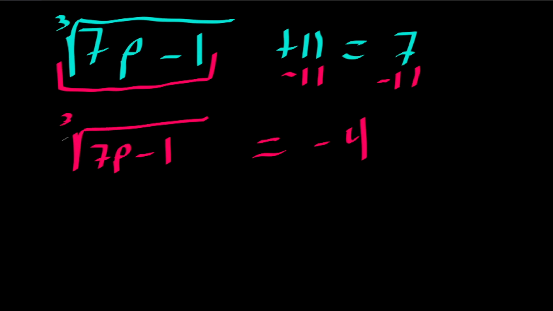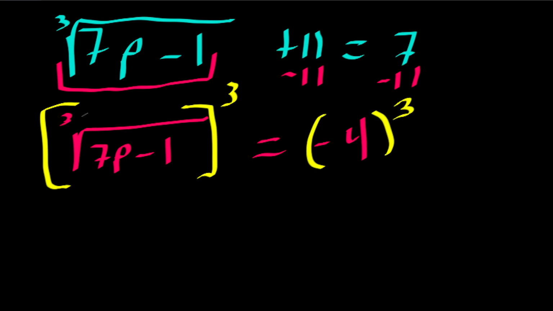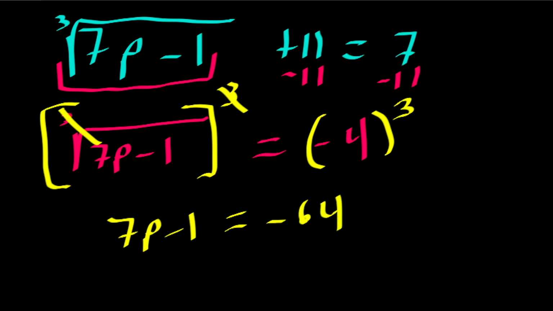So now the question is, we have our cube root isolated. How do we get rid of it? What's the inverse? Well, it is the exponent 3. We raise each side to the power of 3. The cube root and the power of 3 will cancel each other out. So we're left with 7p minus 1 equals, negative 4 times negative 4 is positive 16. Positive 16 times negative 4 is negative 64. All right? So now we've cleared out the radical, and we're ready to just solve this two-step equation: 7p minus 1 equals negative 64.